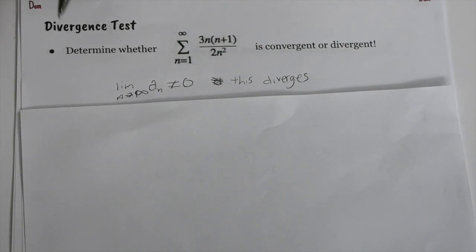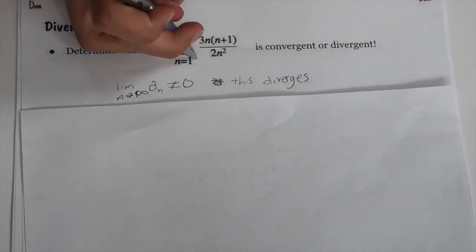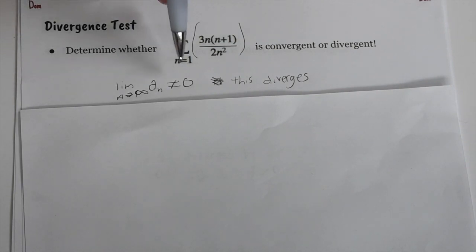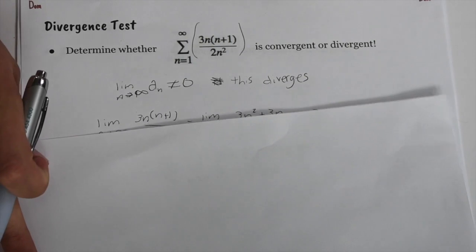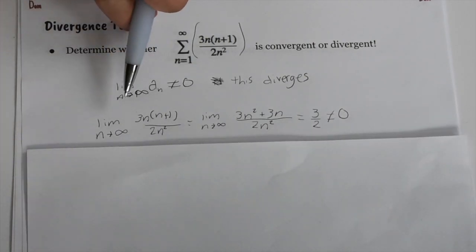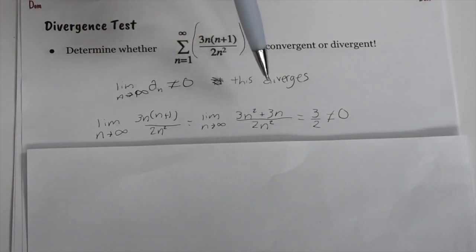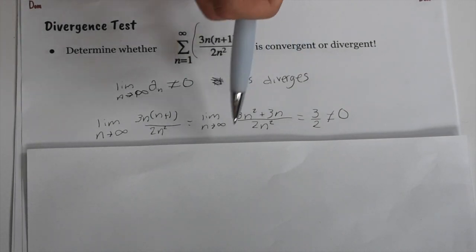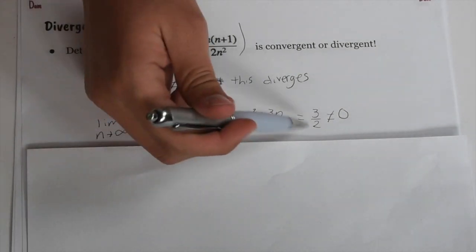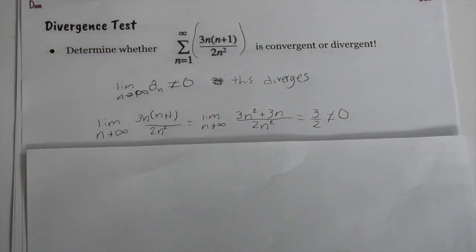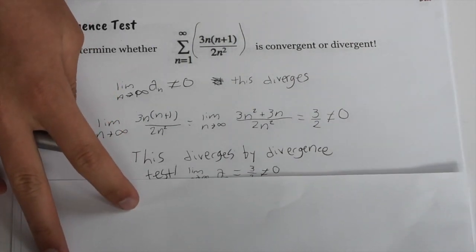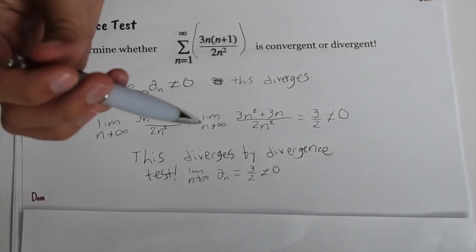So the rule is if the limit as n approaches infinity of a sub n, which is this guy, if that does not equal 0, it diverges. So we'll take the limit as it goes to infinity of this guy, factor it out, 3n squared plus 3n over 2n squared, and we know that limit goes to 3 halves because of the biggest powers. And 3 halves coincidentally does not equal 0, so that does tell us it diverges by the divergence test.